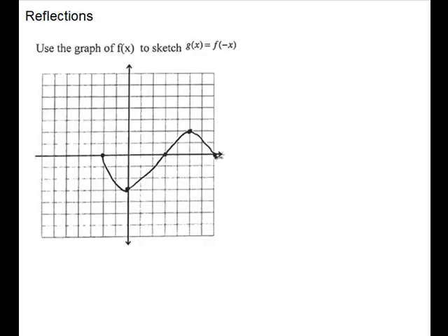All right, and we're going to use the graph of f of x, which we're given, to sketch the graph g of x, which is f of -x. So the negative is on the inside, so it's going to flip horizontally across the y-axis. So this point is going to flip to right here. This point will stay the same. This point will flip to the other side. This point will flip to the other side.